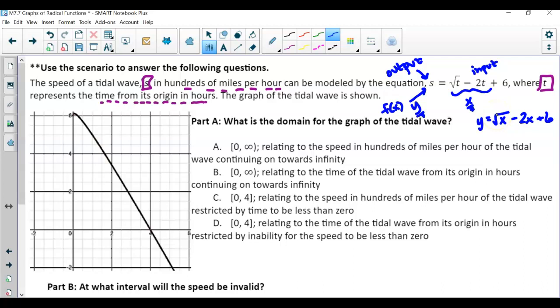As you're looking at part A, it's asking what is the domain for the graph of the tidal wave. So here, domain, that is your x values. Now here's what's tricky about this, because we look at this graph and go, well, my x values, I'm starting at 0, 6, right? That's my x, that's my y. And then people go, oh, well, it's continuing on and on. So my domain is x values greater than or equal to 0, or going from 0 to infinity, right?